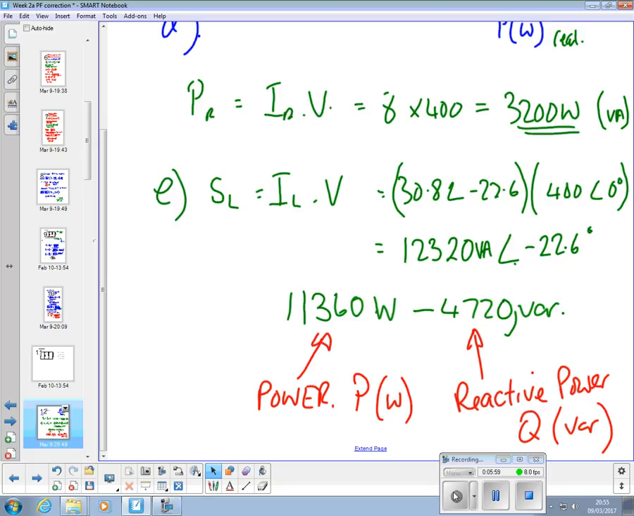And then the total complex power can be found from the total current and the voltage, or by adding the two individual complex powers together, whichever is your choice. All right?